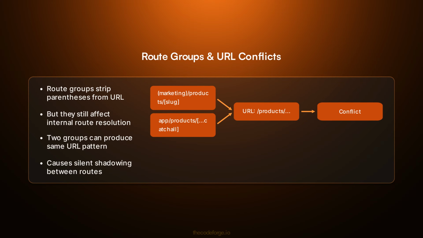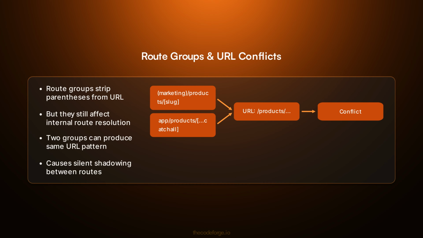If you have (marketing)/product/[...slug] and app/product/[...catch-all], those are URL level siblings. The router sees them as competing routes and picks one alphabetically. Use route groups only for layout hierarchy, not for URL organization.